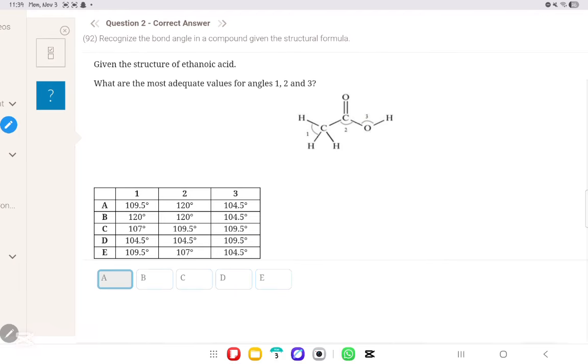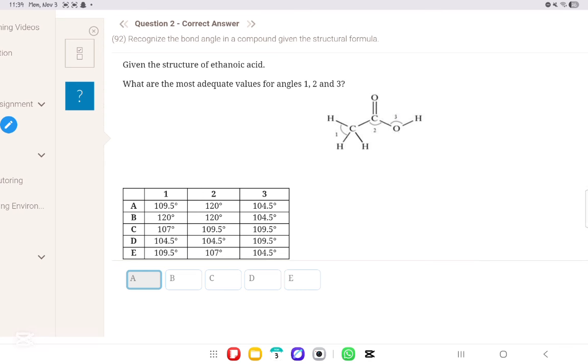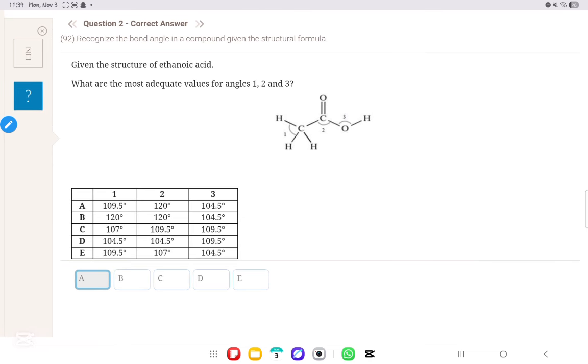We'll move on to question number 2. What are the most adequate values for angles 1, 2, and 3? Given the structure of ethanoic acid, to find out the value of the angles, we'll need to take the central atoms into consideration. So if we took carbon as our central atom over here, right, it's connected to 1, 2, 3, 4. So this is AX4.